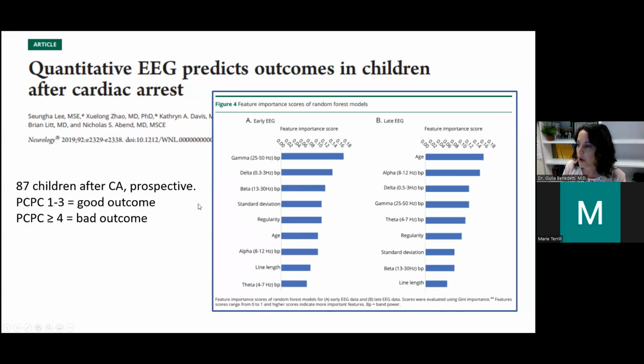There's been one publication in recent years looking at quantitative EEG after pediatric cardiac arrest. This was from the Children's Hospital of Philadelphia. 87 children prospectively studied on EEG after arrest, divided by good and bad outcome by the pediatric cerebral performance category score. And what they found, especially on early EEG, having more gamma, delta, beta power of those specific frequencies was associated with better outcome.